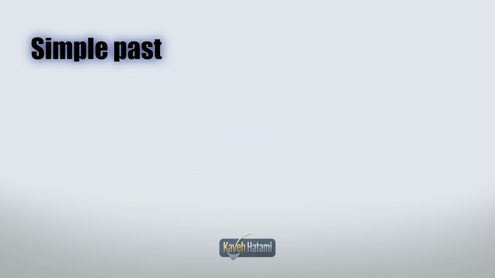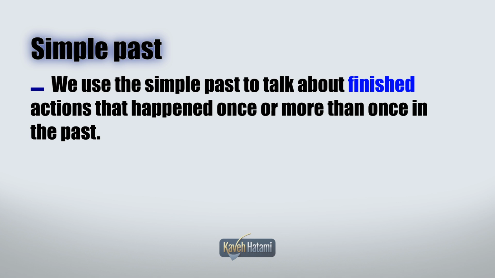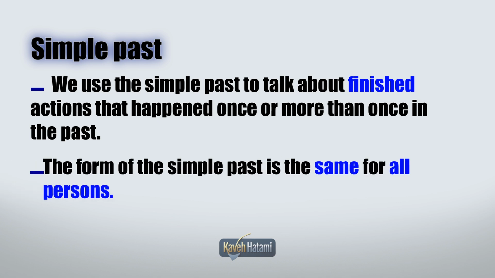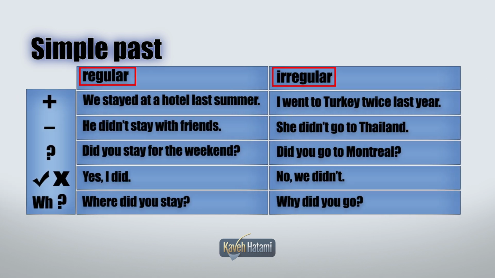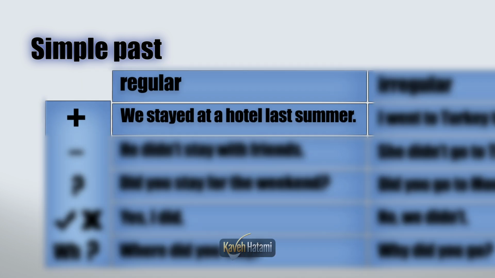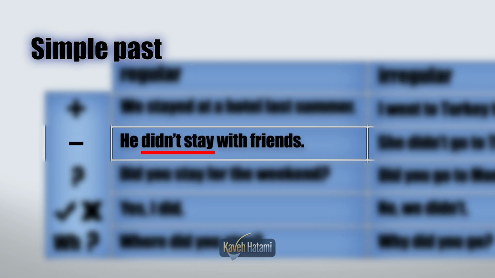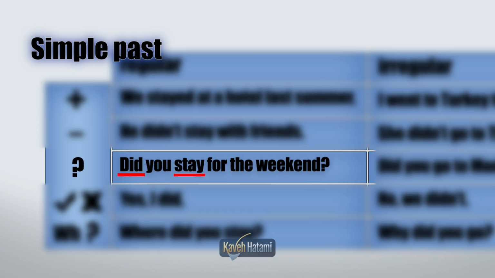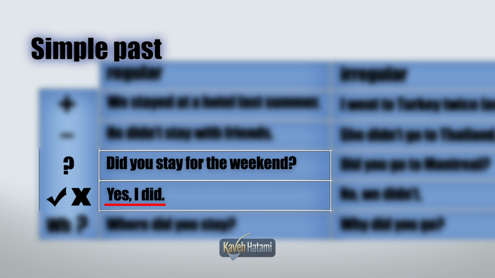Simple past. We use the simple past to talk about finished actions that happened once or more than once in the past. The form of the simple past is the same for all persons. Regular and irregular verbs. Regular. In positive form, for example, we stayed at a hotel last summer. And negative, he didn't stay with friends. Question. Did you stay for the weekend? Yes, I did. Or no, I didn't.